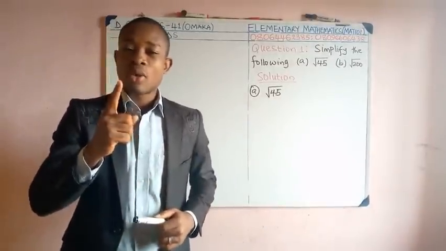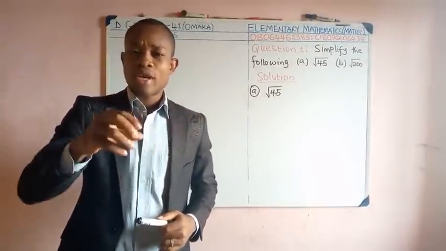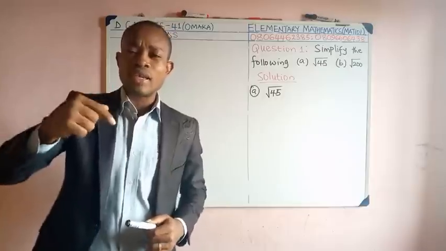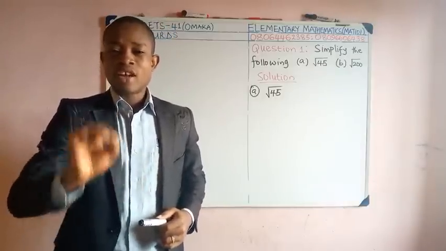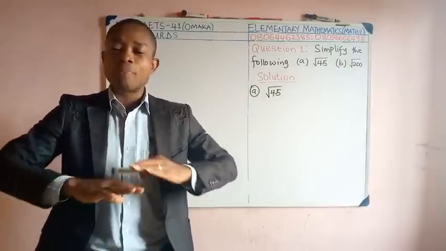The first thing you have to do whenever you're given a single surd is to find a way you can break it down into getting a perfect square from the number there, if possible. You need the knowledge of the multiplication table absolutely here.